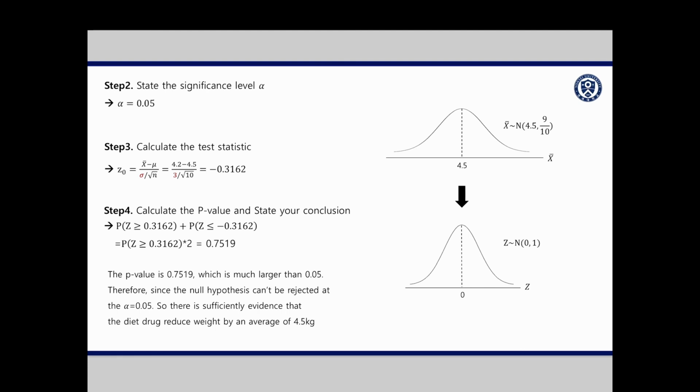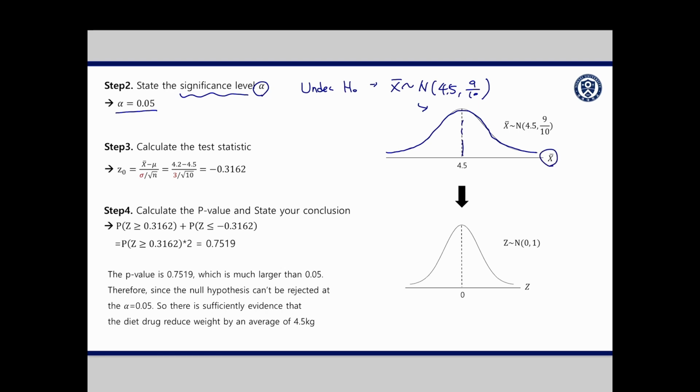Next, we set the significance level, that's alpha. In this example, the significance level is set to alpha 0.05. Under the null hypothesis, the distribution of X bar follows a normal distribution with mean 4.5 and variance 9 over 10, right? So we can draw this distribution, X bar.